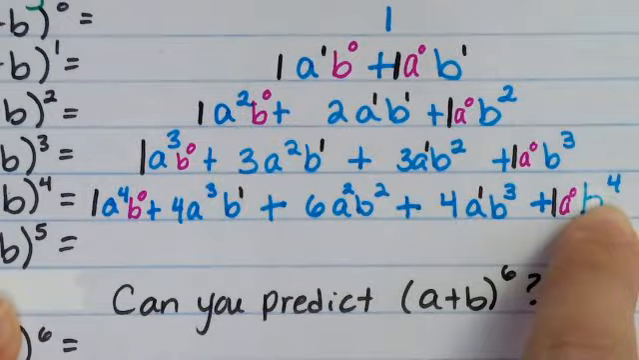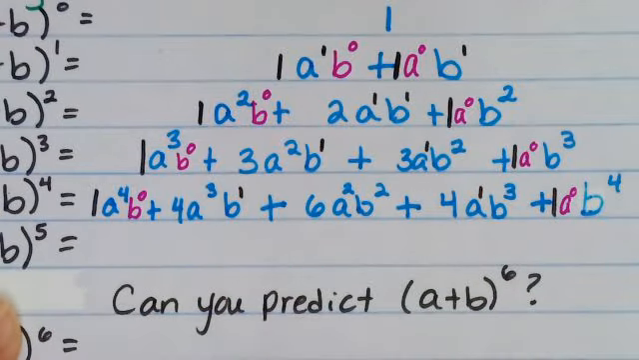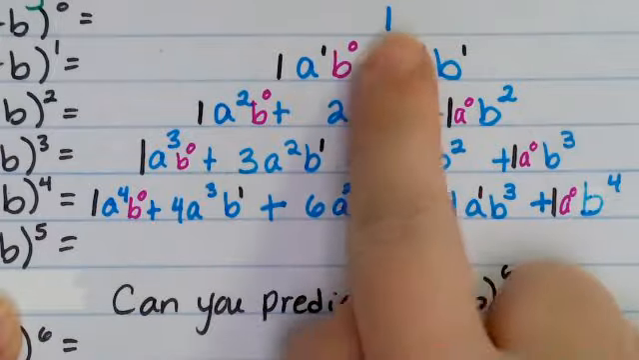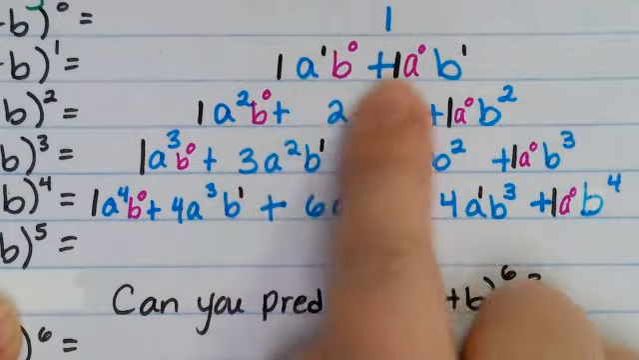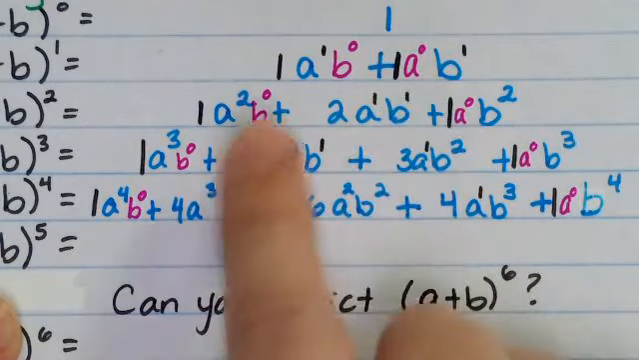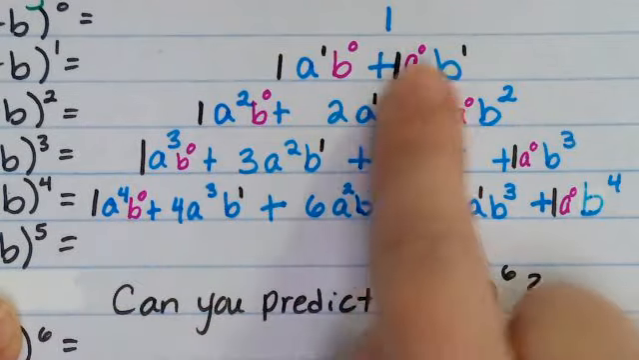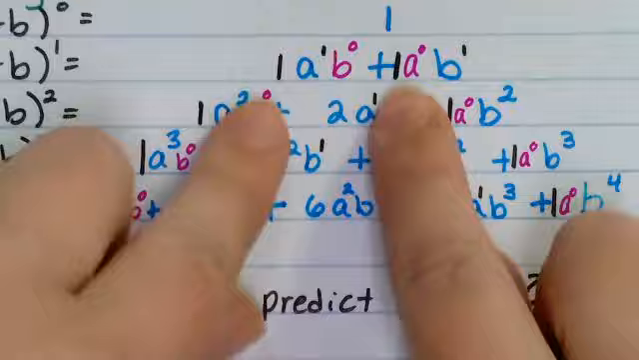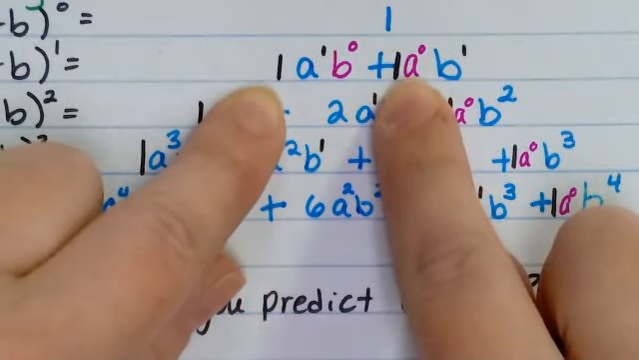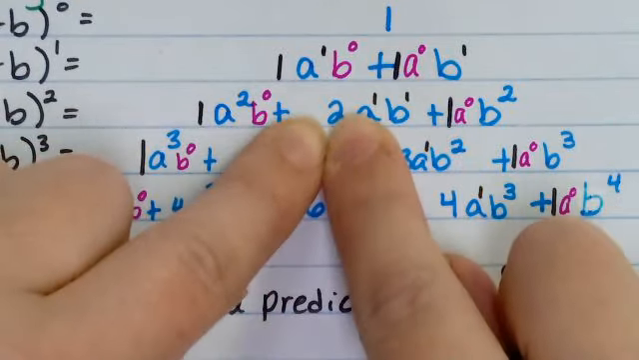And not only can we predict what the A and the B are, but I want you to look at these coefficients. At the beginning, we just have a 1. Okay? Then we have 1 and 1. But I want you to look here. At the beginning, there's always a 1. At the end, there's always a 1. In the middle, we can even predict what's going on because I want you to look here. What's 1 plus 1? 2.